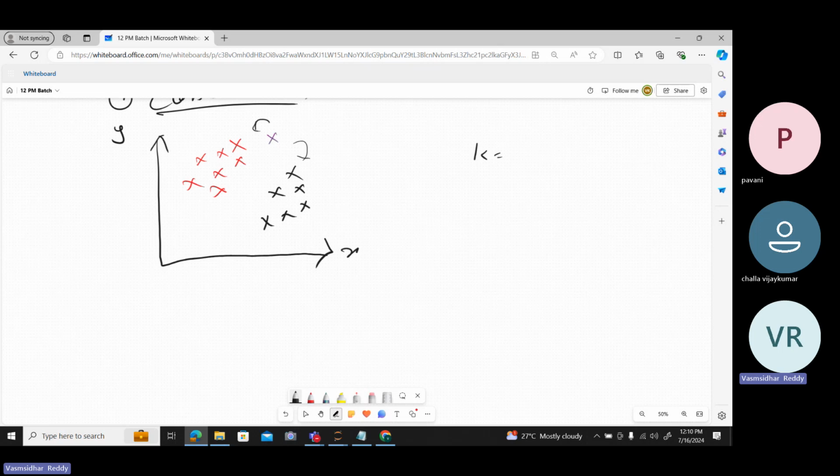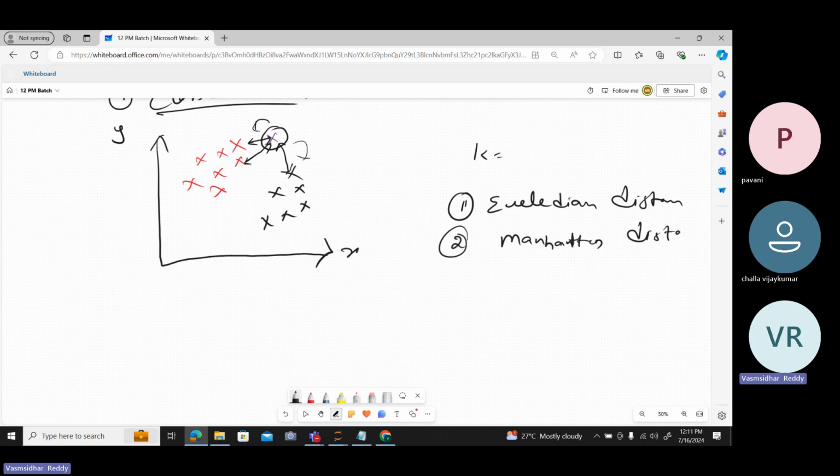Here K means we need to consider which values are near to the new data point. Calculate the distance. For distance calculation, we have two methods. First one is Euclidean distance. Second one is Manhattan distance.